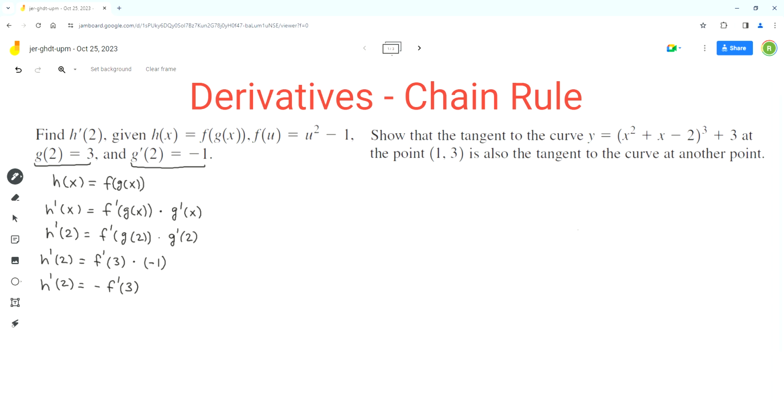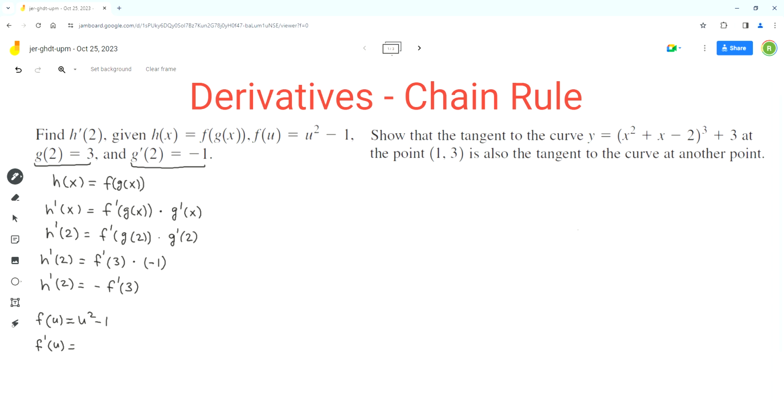Now we have to find the value of f'(3). And for that, we'll use the given function f. So we are given that f(u) is equal to u squared minus 1. So the first step here is to find the derivative of this function. So we have to find the derivative of the terms u squared and -1. So we get f'(u).